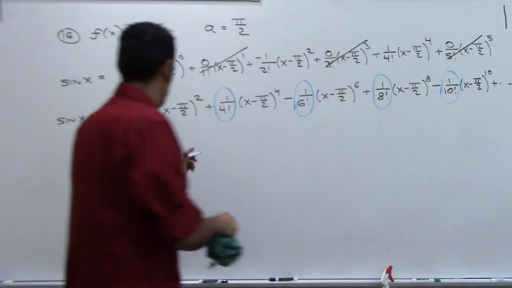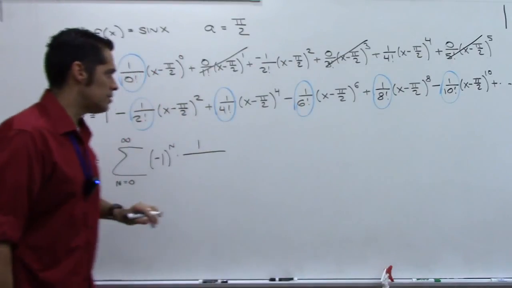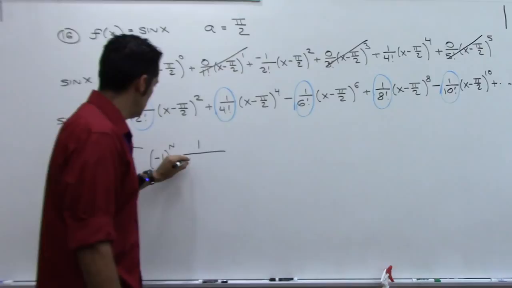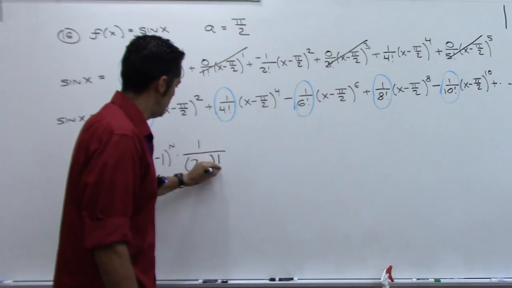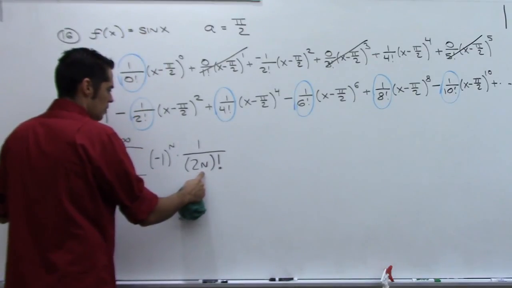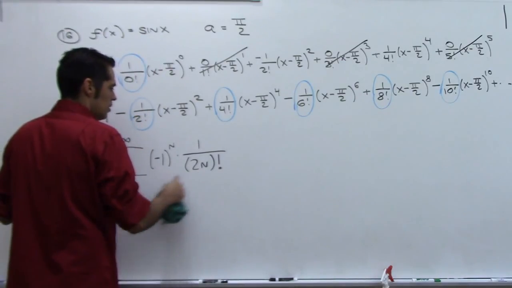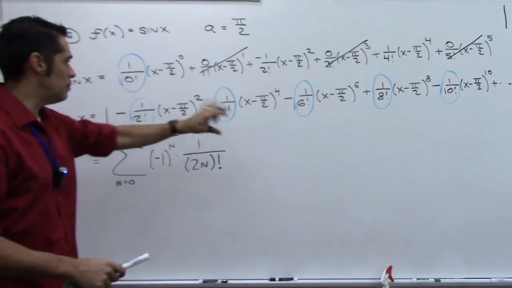In fact, this first one right here is 1 over 0 factorial. So I'm going to put 1 over, and now I need to create just even numbers, but I need to start at 0. So how about 2n factorial? Now if I plug in 0, I get 0. When I plug in 1, I get 2. When I plug in 2, I get 4, 3, 6, 4, 8, and so on and so forth. So that should take care of that blue part.